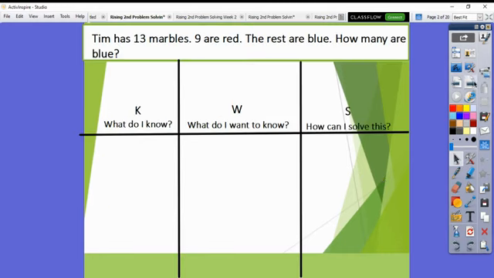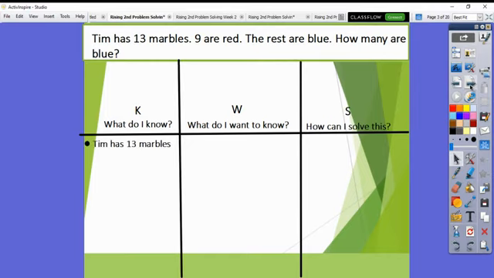Let's start with a problem. Tim has 13 marbles. 9 are red. The rest are blue. How many are blue? I can use a KWS chart to help me make sense of the problem and to determine exactly what it is that I'm trying to figure out.